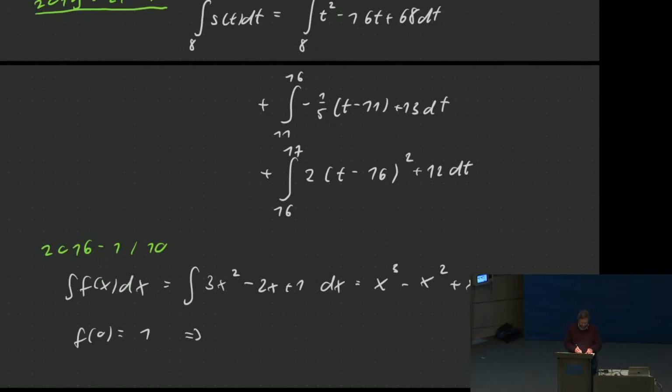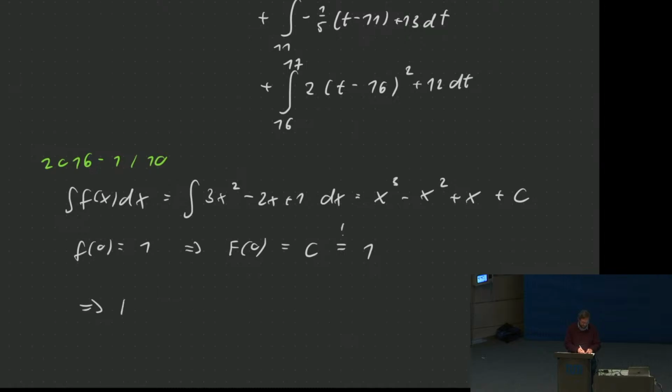So what I need to satisfy is capital F of 0, which is c, needs to be equal to 1. And then I get, well, the constant is 1, obviously, so here's my correct capital F, x to the third minus x squared plus x plus 1. And that's it.